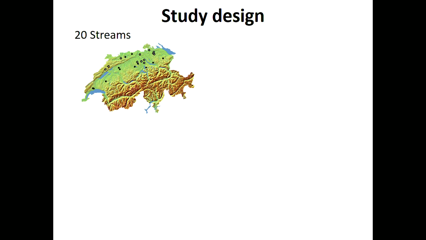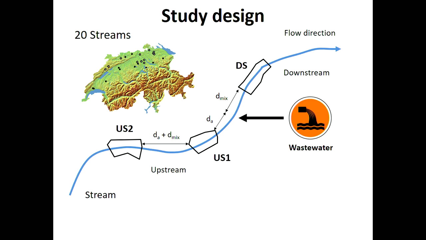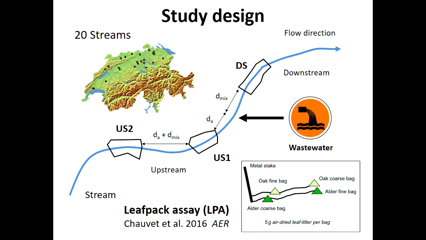Okay. To study this, we have taken 20 streams across the Swiss plateau. We have 3 sampling locations on each stream: 2 upstream reference sites and 1 downstream impacted site. Here we have a wastewater input, and water is obviously flowing downstream. This is our disturbed, perturbed site, and we have 2 upstream controls.